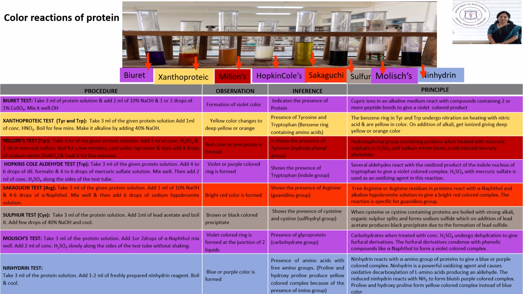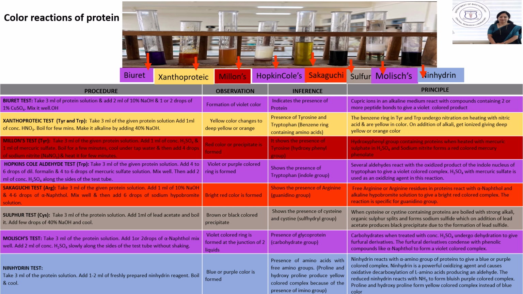Next is sulfur test. Now we get to see a brown or black colored precipitate, and this indicates the presence of sulfur containing amino acid. There are 3 sulfur-containing amino acids, methionine, cysteine and cystine, but only cysteine and cystine will answer this sulfur test, but not methionine. This is because the sulfhydryl group, that is the SH group, is present in a thioether linkage in methionine, which is very difficult to break. So only cysteine and cystine will answer the sulfur test.